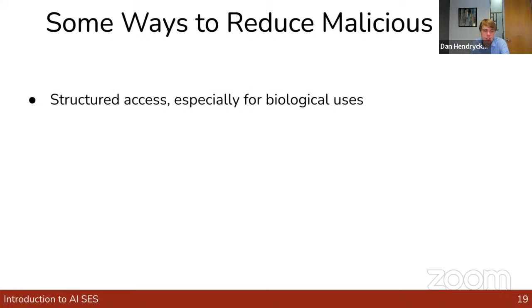Some ways of reducing malicious use would be structured access. Just as if you're wanting to work with Ebola, you need to have access to a BSL-4 facility, likewise, if you're wanting to work with expert level AI virology tools, you should need some approval for that, is basically what I'm suggesting.